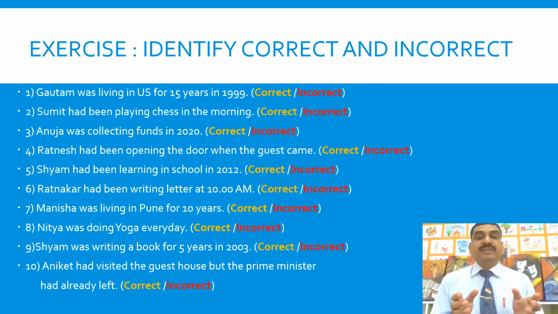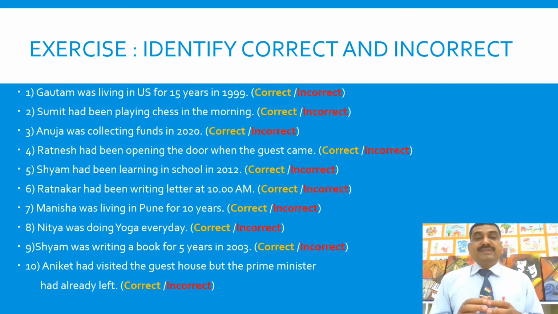Gautam was living in the US for 15 years. 15 years is a long duration. In 1999, he had been living there, and now he is not there. So long duration in the past, naturally it should be had been living.